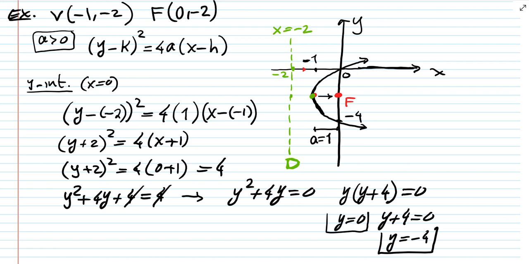X equals -2. Notice the directrix in this case is perpendicular to the transverse axis. What is the transverse axis? There you go. This is the transverse axis. And in this case, the transverse axis is parallel to the x-axis. If you want the equation of it, it's going to be y equals, because it's a horizontal line, and it goes through the point -2 on the y-axis. So it's y equals -2. That's its equation.